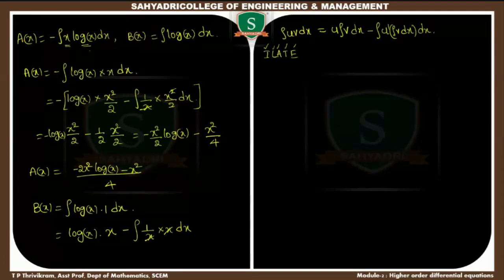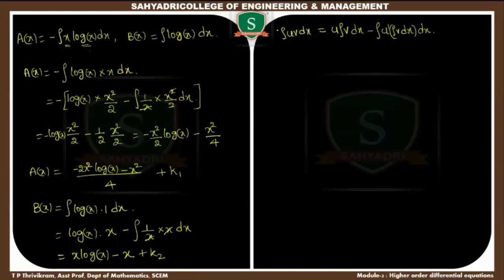So x gets cancelled. So what will be the answer? x log x minus integration of 1 dx, it is x. Here plus k2 you will write. Here plus k1 I will write. Okay, so make a note of this formula.